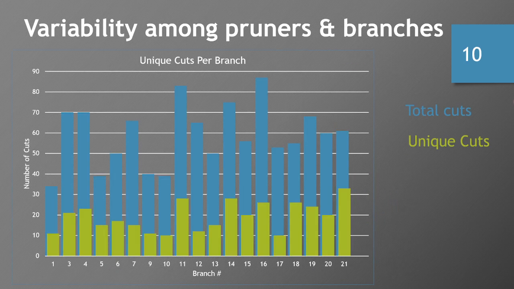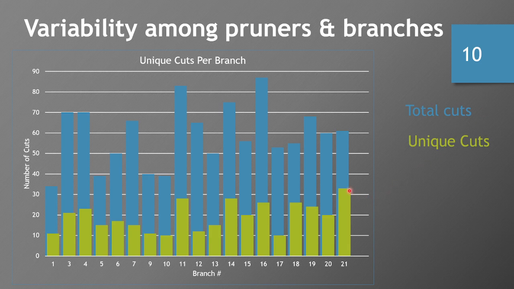Another factor we looked at was the number of unique cuts on those same branches. And we qualified a unique cut as a cut that was only selected once. So only one pruner decided that that point needed to be cut off. And we are comparing these to the total number of cuts rather than the cuts per pruner this time. And you can see anywhere from 1/4 to 1/3 of these were unique cuts.